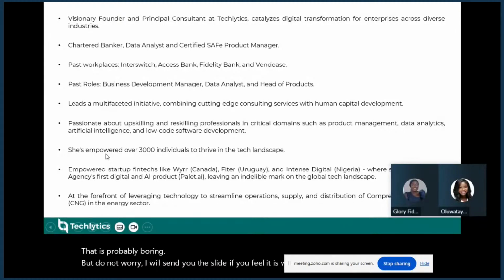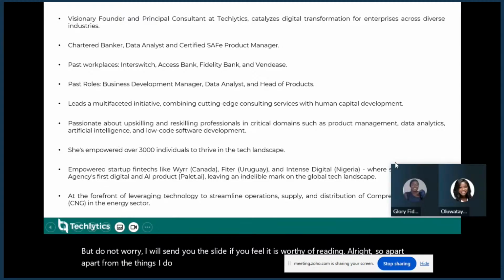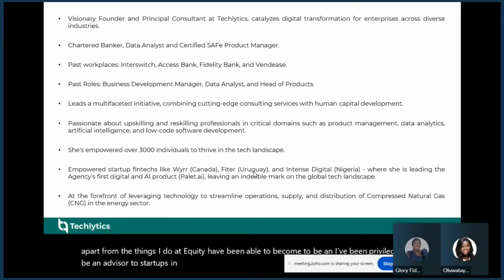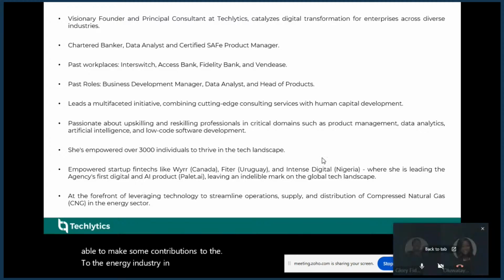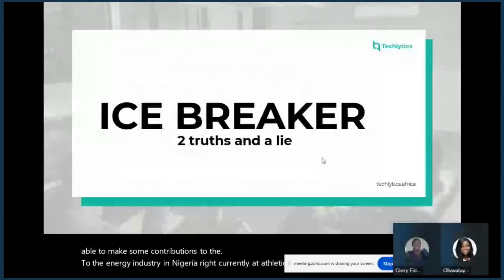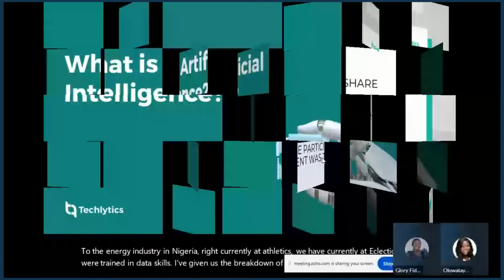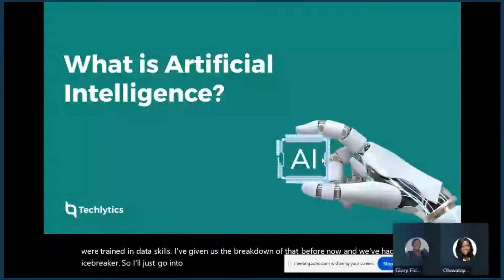Apart from the things I do at Techlytics, I've been privileged to be an advisor to startups in Nigeria, in Canada, in Uruguay, and in the US. I've also been able to make some contributions to the energy industry in Nigeria. Currently at Techlytics, we train in data skills. I've given us the breakdown of that before now, and we've had a little icebreaker. So I'll just go into the stuff of today.